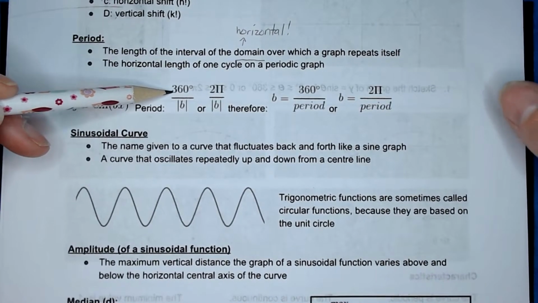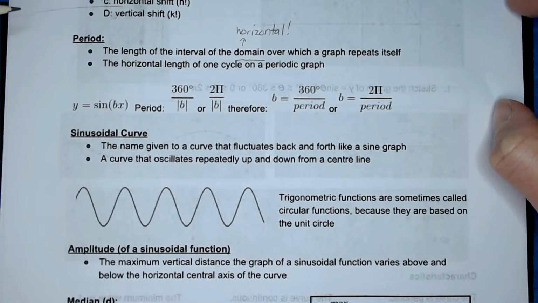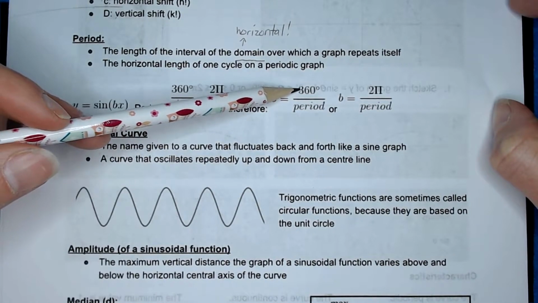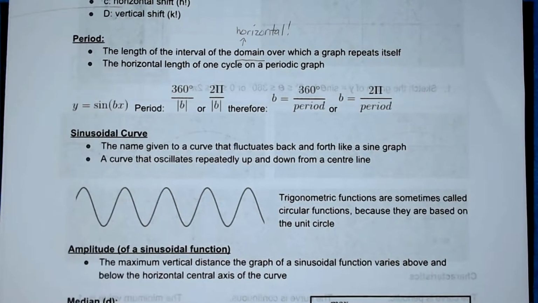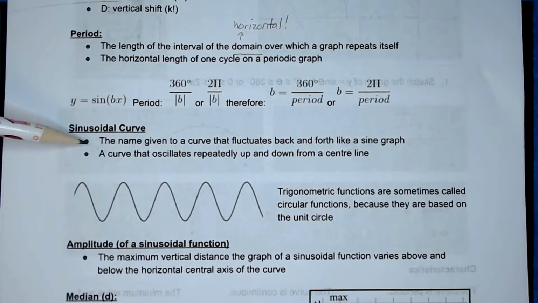If it's given in degrees, then use this one. If it's given in radians, use this one. We can also solve for b by going 360 divided by the number of periods given between 0 and 360, or 0 and 2 pi. We have the general term sinusoidal curve. This is the name given to a curve that fluctuates back and forth like a sine graph, and it oscillates repeatedly up and down from a center line.